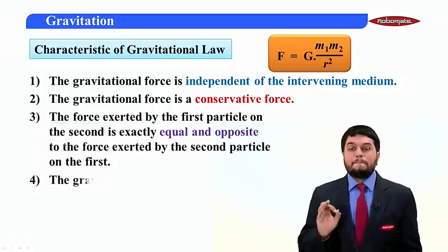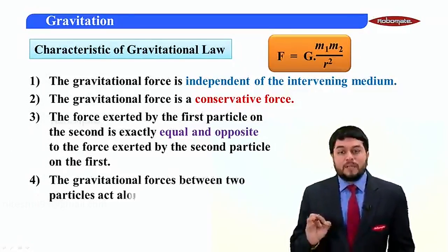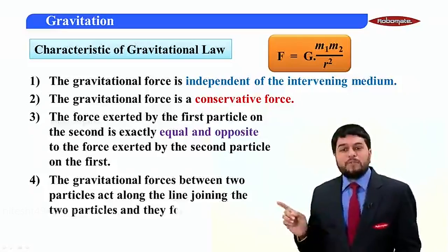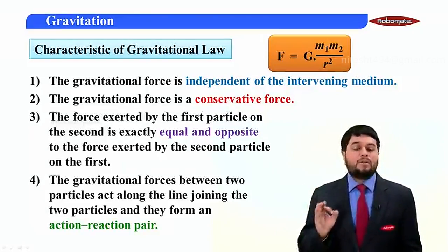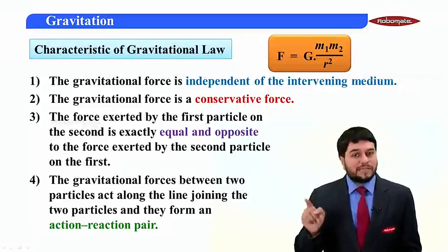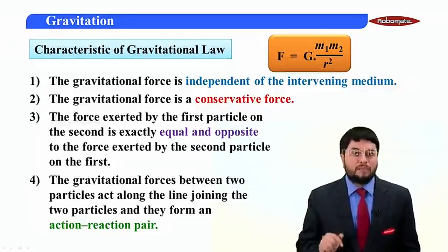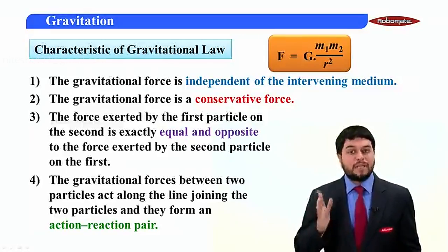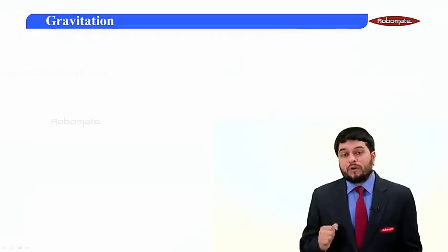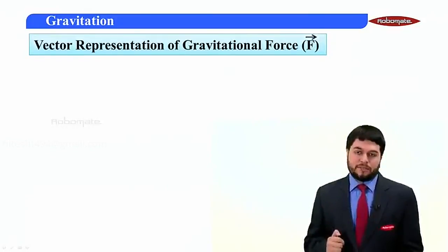Clear? Then the next important statement is gravitational force between two particles acts along the line joining the two particles, meaning this force always acts along the line joining the masses and it's an action-reaction pair. So clear with the characteristics? Let's move on to the vector representation.